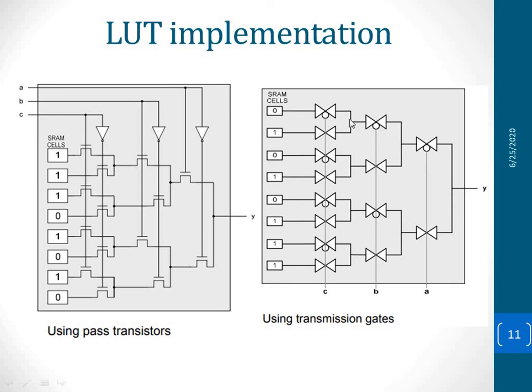The LUT implementation is that first the index or pointer will select the storage elements, storing what we are trying to implement. Looking into the table of contents, this will be made up using either the pass transistors or transmission gates and will be implemented.